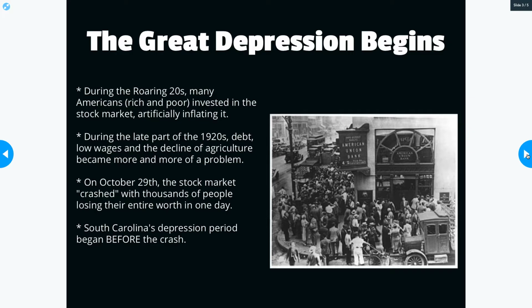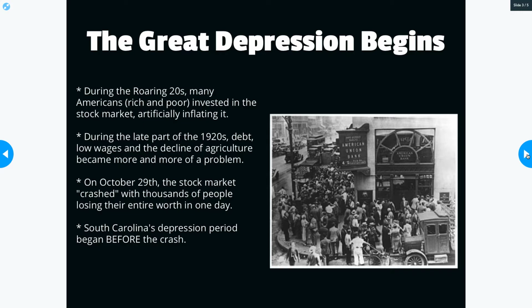in the North. Now, during the late part of the 1920s, you could kind of see a storm brewing. Debt was out of control. People wanted to get those new radios, get those new cars, and so they went and bought things on loan, on payments, and took out a lot of debt. Low wages. Wages were not going up even though the cost of living was going up. And we hit on this a lot last week. The decline of agriculture became more and more of a problem, especially in the South and in South Carolina.